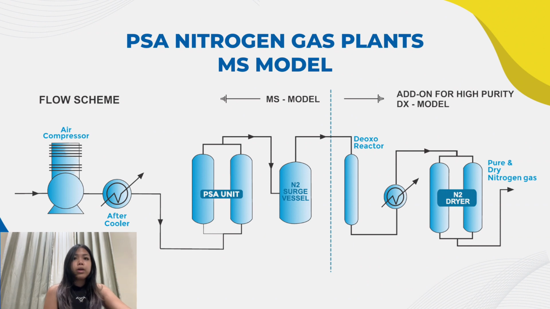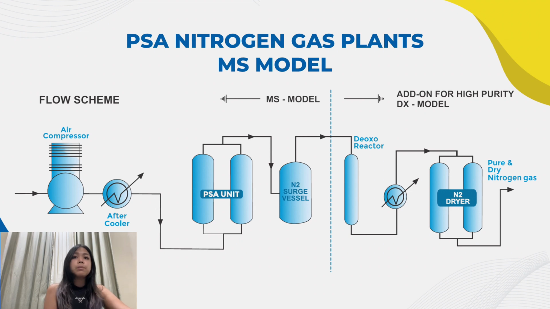As described before, the compressed and cooled air is passed through a vessel containing a carbon molecular sieve. This vessel preferentially absorbs oxygen and other trace gases under high pressure, allowing nitrogen to pass through. This is why this flow scheme is the MS model, because it has the molecular sieve.